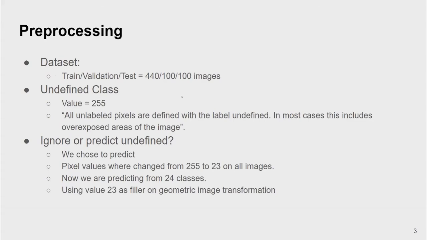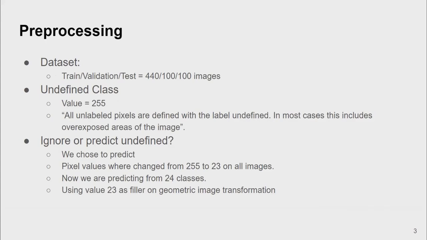The first thing we did was try to understand the data set. We have 23 classes plus an undefined class. The undefined class is used for labeling overexposed areas of the image. So we need to decide what to do with it.